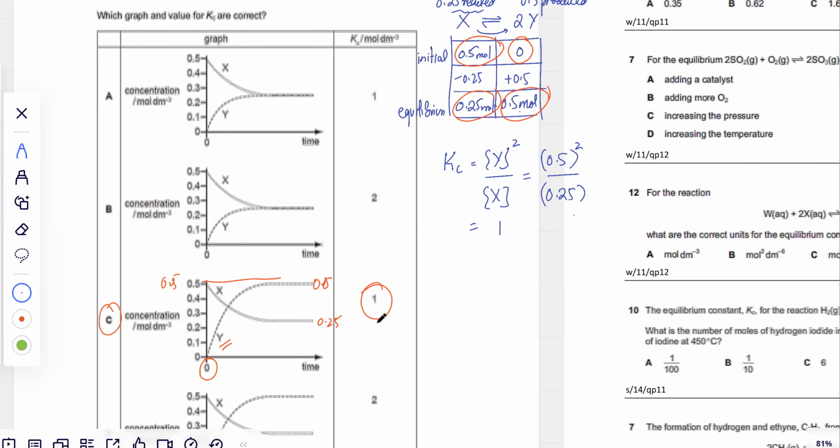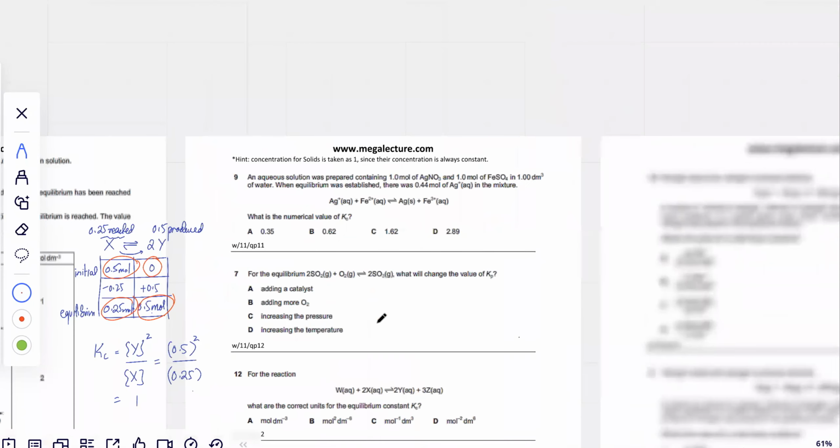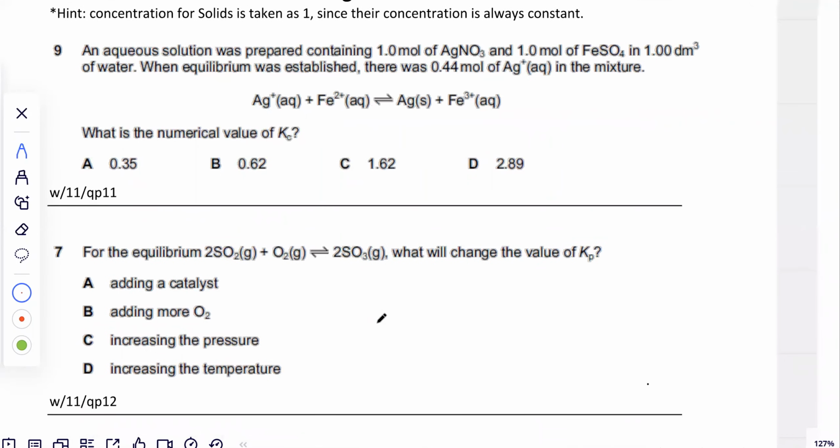Yes. So let's do this one now. So again, you have the same. What are the initial concentrations? Again, it's a 1 dm cube container, so there's no point dividing by 1. You're going to get the same value. So initially he added 1 mole of silver nitrate. Silver nitrate is silver ions, it has Ag plus ions. So this is my initial. I'm not going to draw the table now. So I've got 1 mole of Ag plus and I've got 1 mole of FeSO4. FeSO4 is Fe2 plus. So those are my initial moles. There is no silver and there is no iron 3 plus.